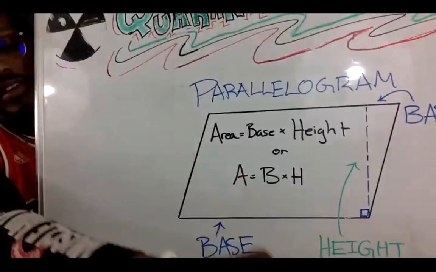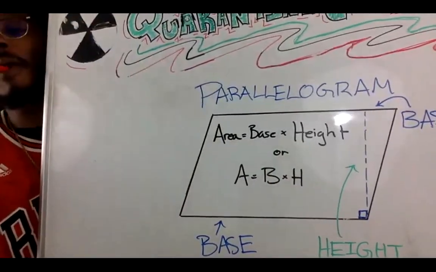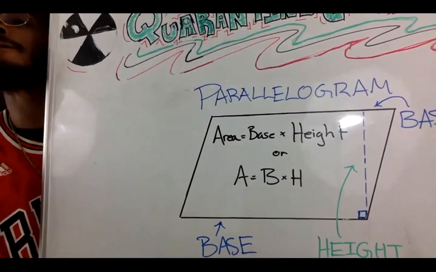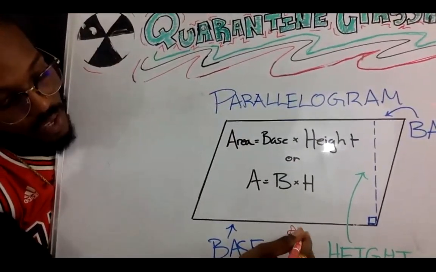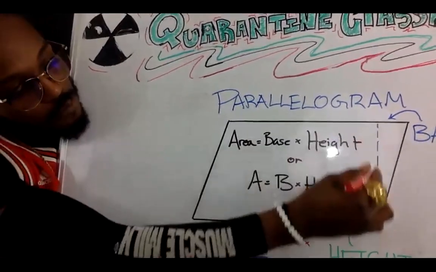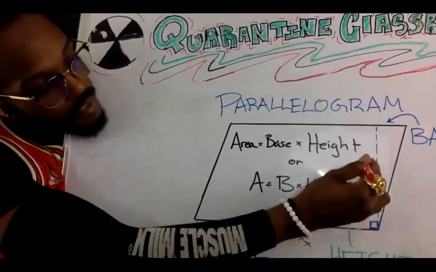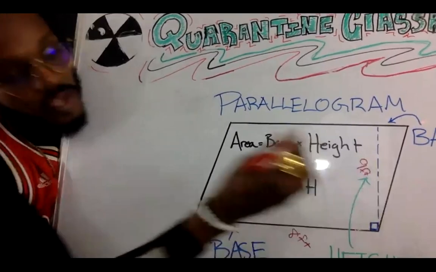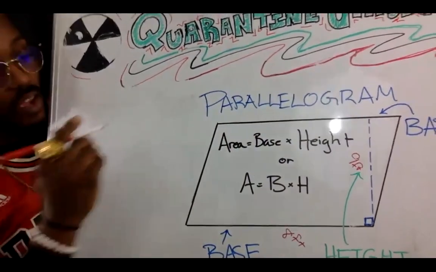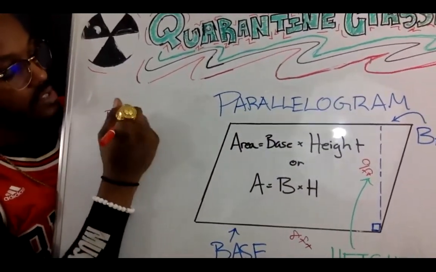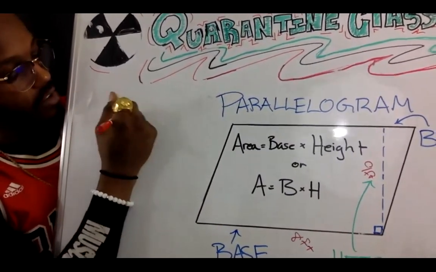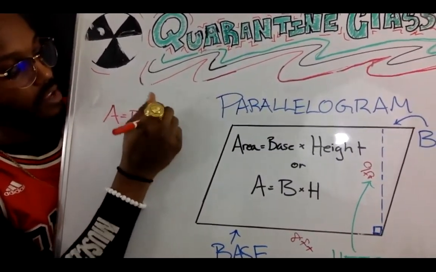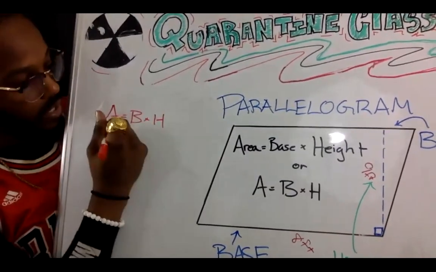If we were to label even this parallelogram that we have right here, we know that the base would be 8 feet, and then this blue line for height would be 9 feet. To find the area of that, we would say area equals base times height. Write the formula first, and then you plug it in.